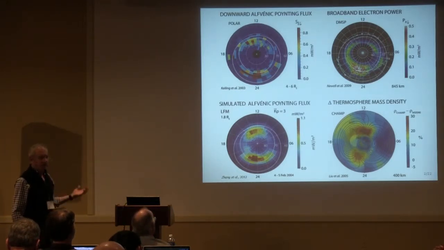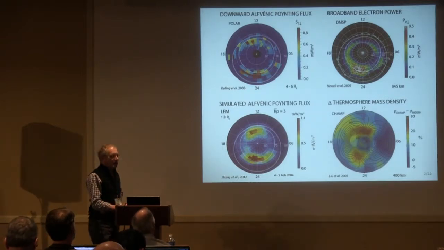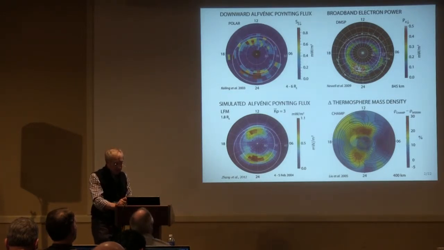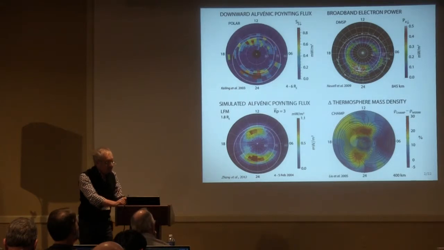So can we use it to try and figure out why we see this pattern at low altitude in these various quantities? I don't have time to go through the causal connections between all of these various patterns that I've shown here, but we're actually using the model to make predictions like this in broadband electron power, thermospheric mass density, outflows, and so on.